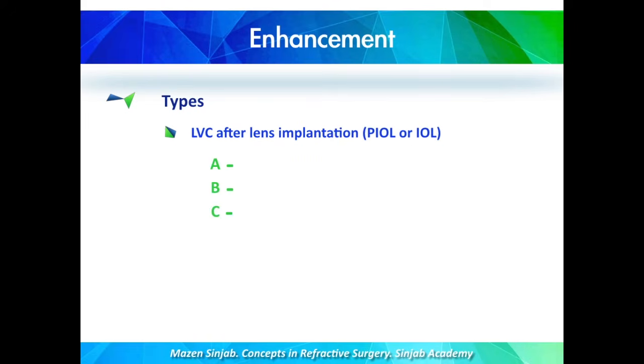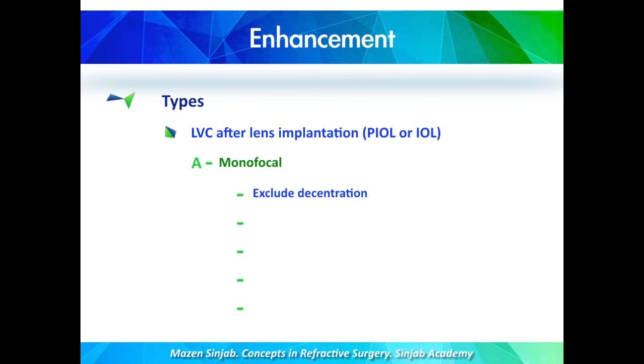Now we come to laser vision correction after lens implantation, either phakic IOL or IOL. We can classify this into A, B, C, depending on whether the previous lens implanted in the eye was monofocal, multifocal or trifocal, or toric. Starting with monofocal, when the previous lens is monofocal.